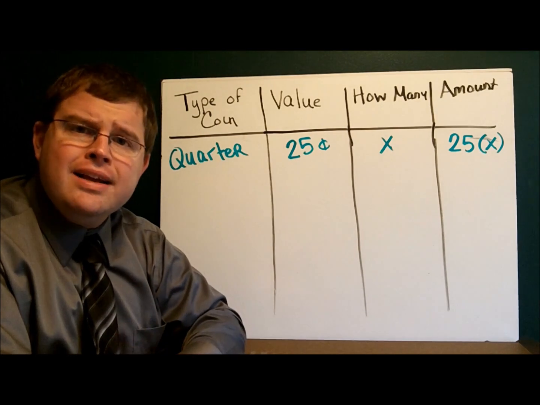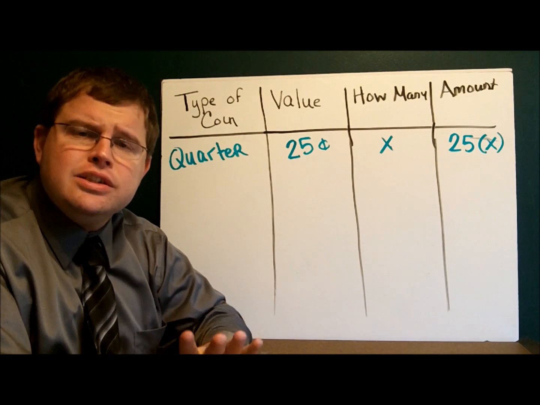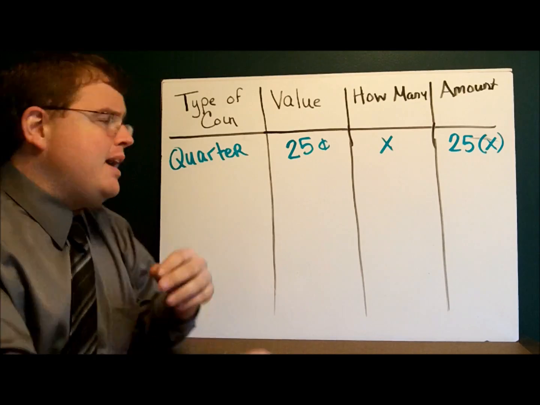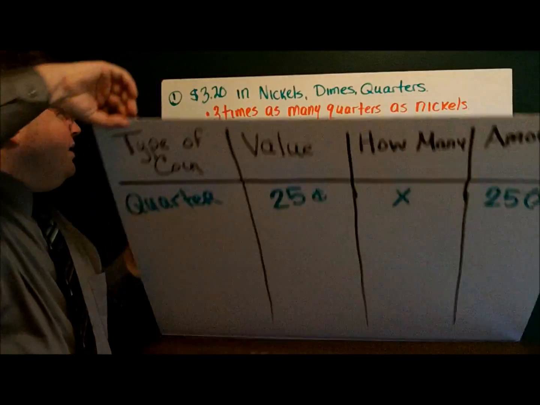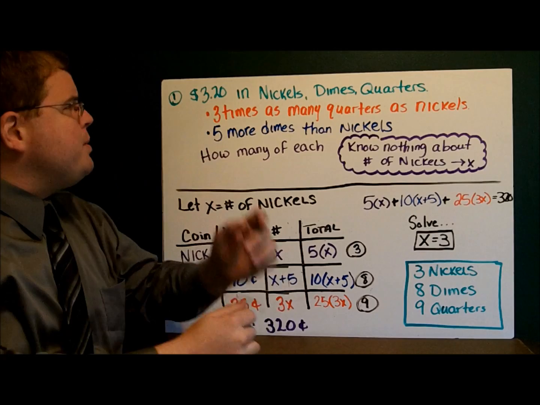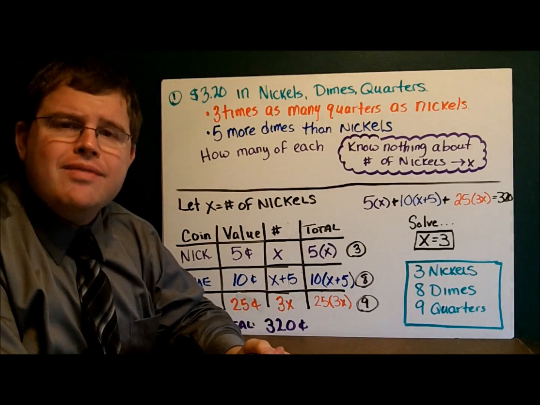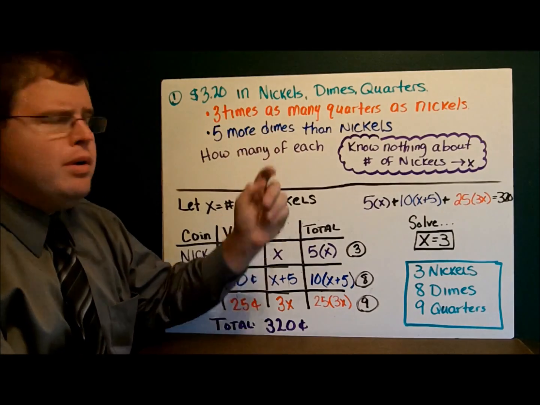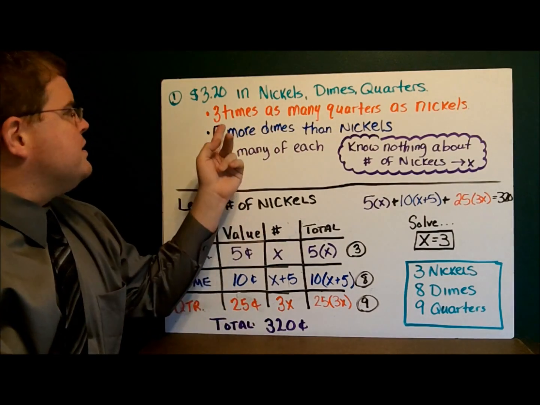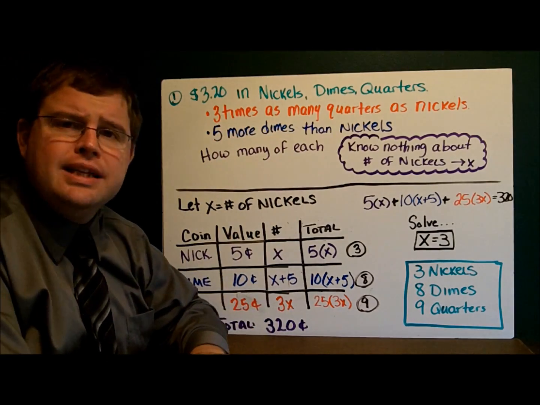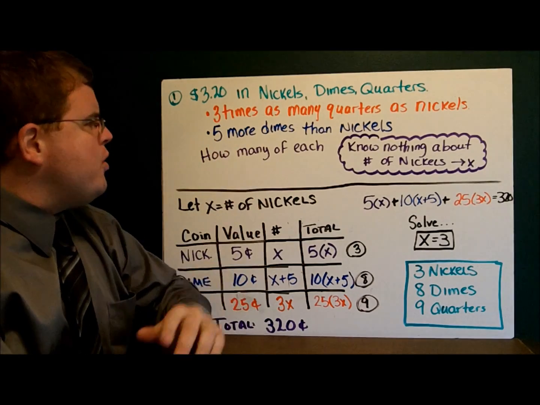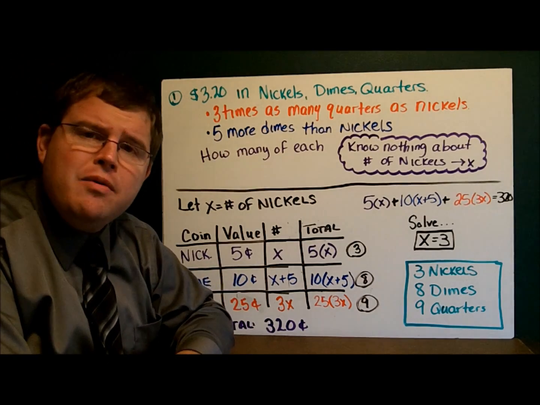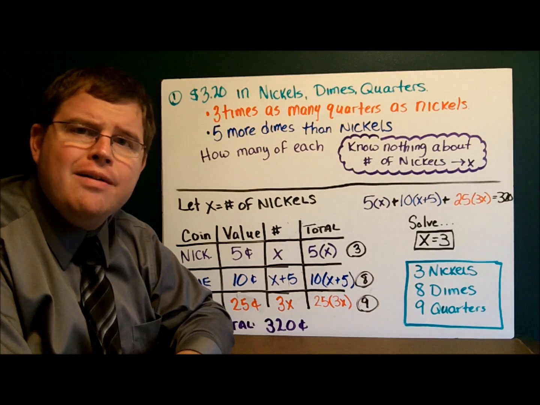Now, let's take a look at our first example, and let's just start at the beginning and go through it step by step. In example 1, we have $3.20. We have nickels, dimes, and quarters. And then they give me some cryptic stuff here. It says 3 times as many quarters as nickels, 5 more dimes than nickels. And they want to know how many of each do we have.